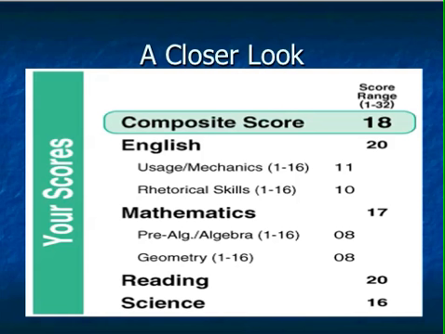You will also notice that English has two subcategories listed beneath it. One entitled Usage and Mechanics, which refers to punctuation, grammar, and usage, as well as sentence structure. The second subcategory, entitled Rhetorical Skills, refers to your understanding of the use of strategy, organization, and style in writing. These scores range from 1 to 12 on the Explorer, and 1 to 16 on the Plan.